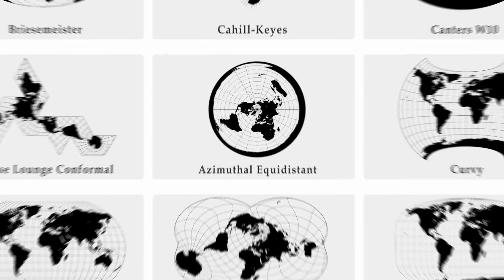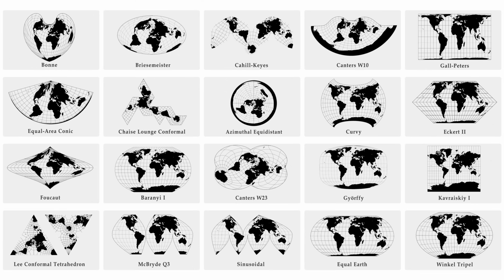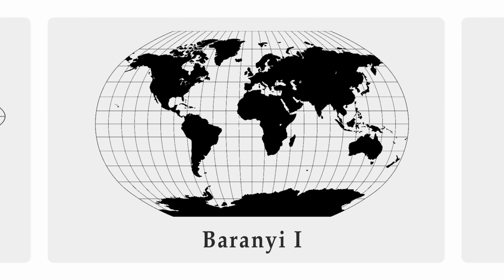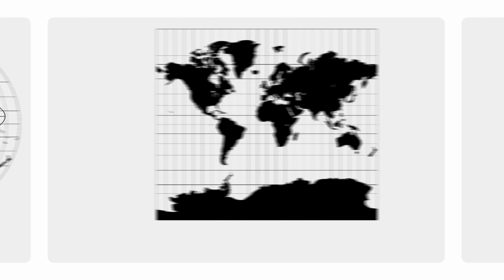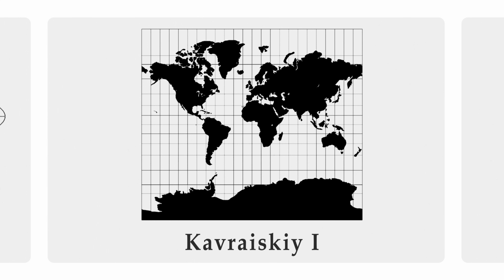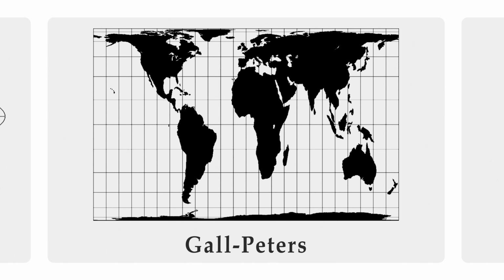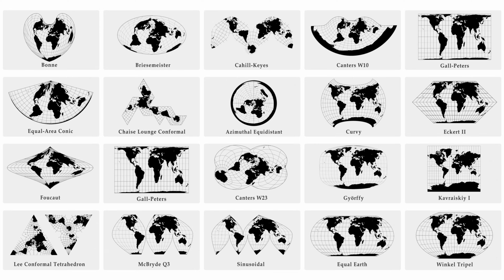Each of these maps tells a different story. Some projections prioritize shape, making continents look familiar, even if their sizes are wrong. Others preserve distance or direction, which is crucial for navigation. And some focus entirely on area, sacrificing visual comfort to show the true proportions of the world. This is why no single map can ever be the correct one. Every projection answers a different question.